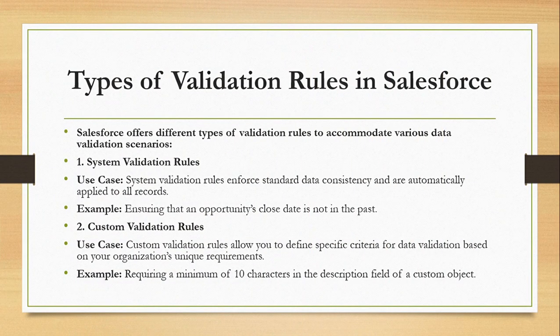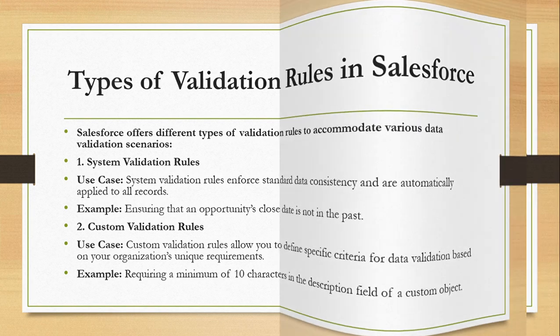Types of validation rules. There are two types of validation rule: first is system validation rule and second is custom validation rule. The system validation rule enforces standard data consistency and is automatically applied to all records. It is not handled by the user, it is handled by Salesforce, that is predefined. And the custom validation rule is defined by your own logic in Salesforce. Example: requiring a minimum of 10 characters in the description field of a custom object.